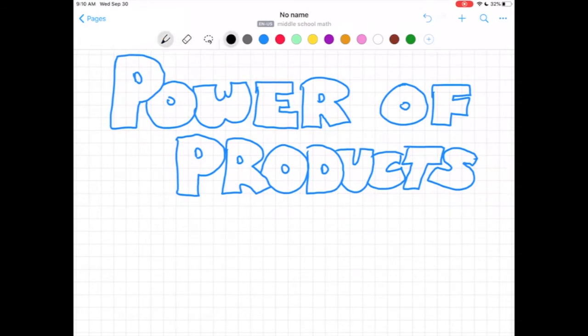So the power of products property states that when multiplying two exponential expressions with the same exponent and different bases, you multiply the bases and keep the exponent the same.